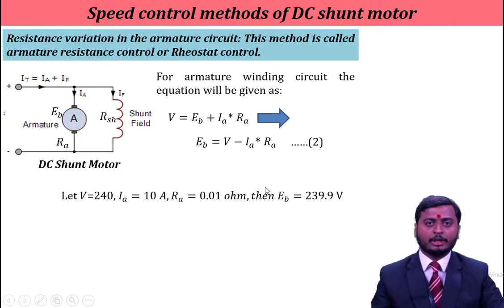Now let's substitute a few values for getting a value of EB. Here we have considered supply voltage V as 240 volt. Then IA, that is armature current, is 10 ampere. RA, that is armature resistance, is 0.01 ohm. So by substituting all these values in equation number 1, we will get the answer for EB equal to 239.9 volt.